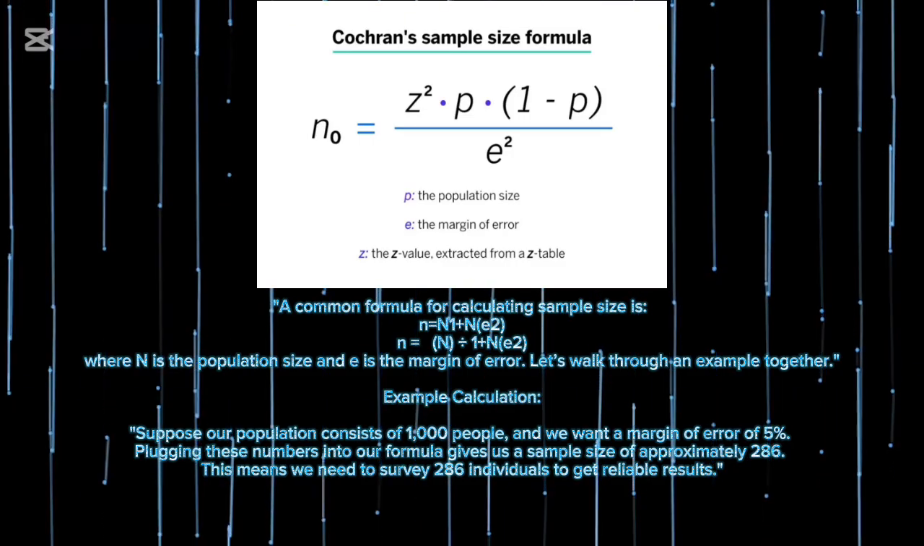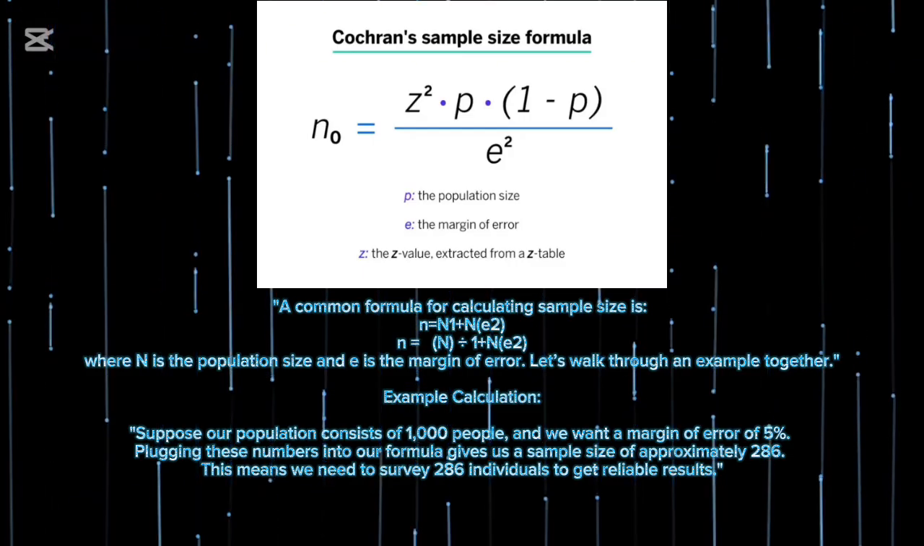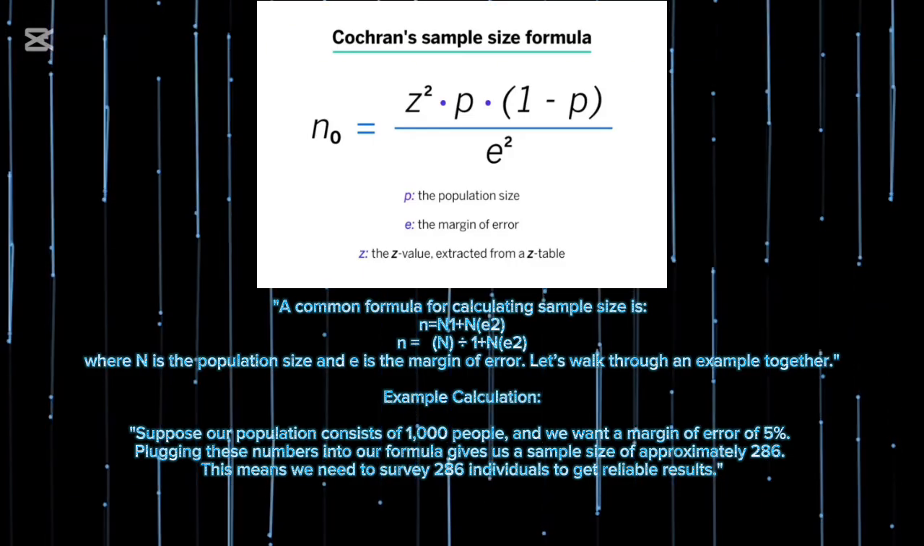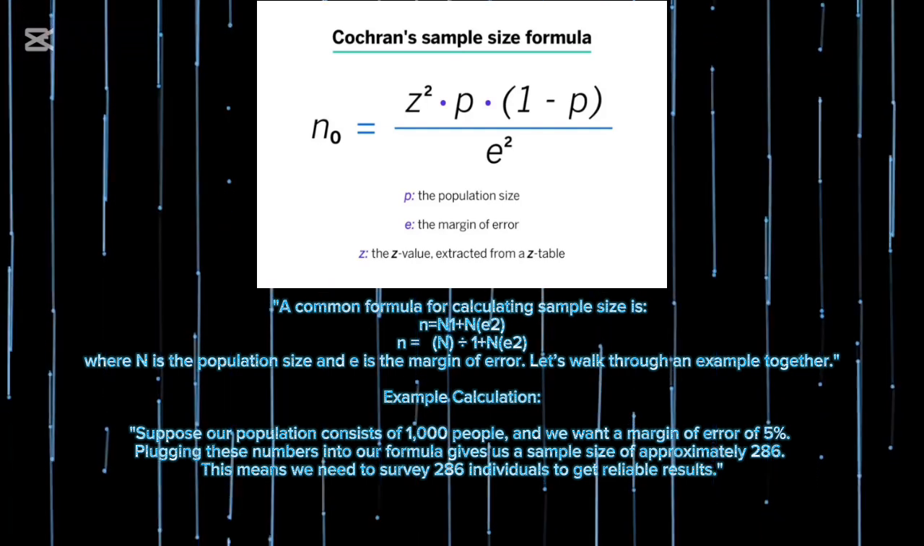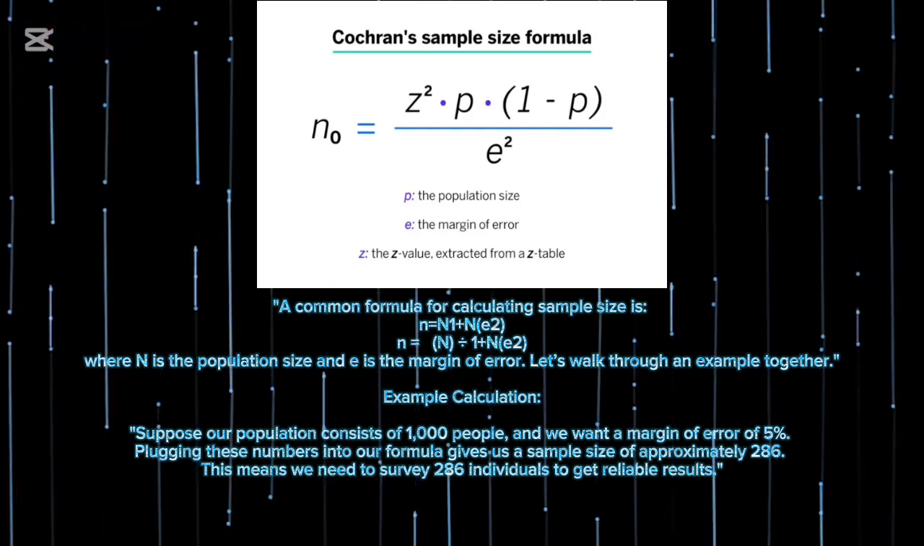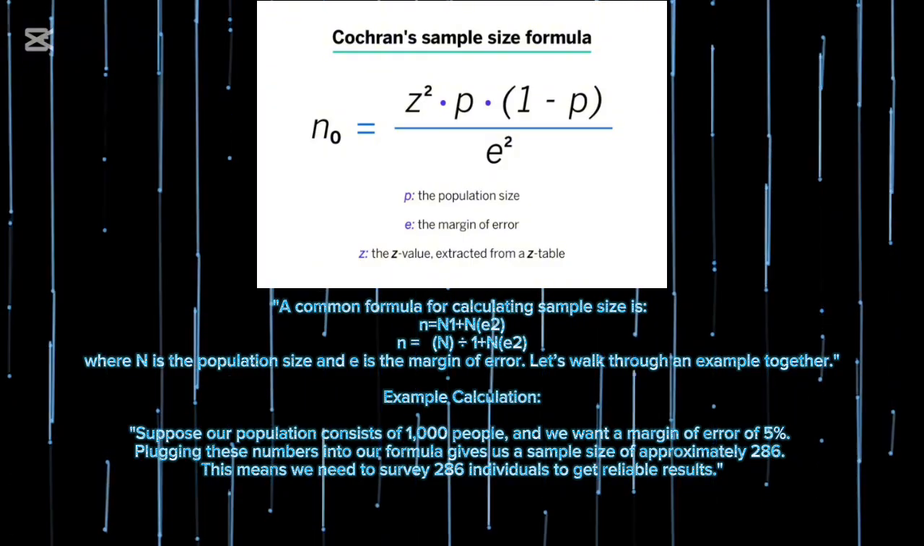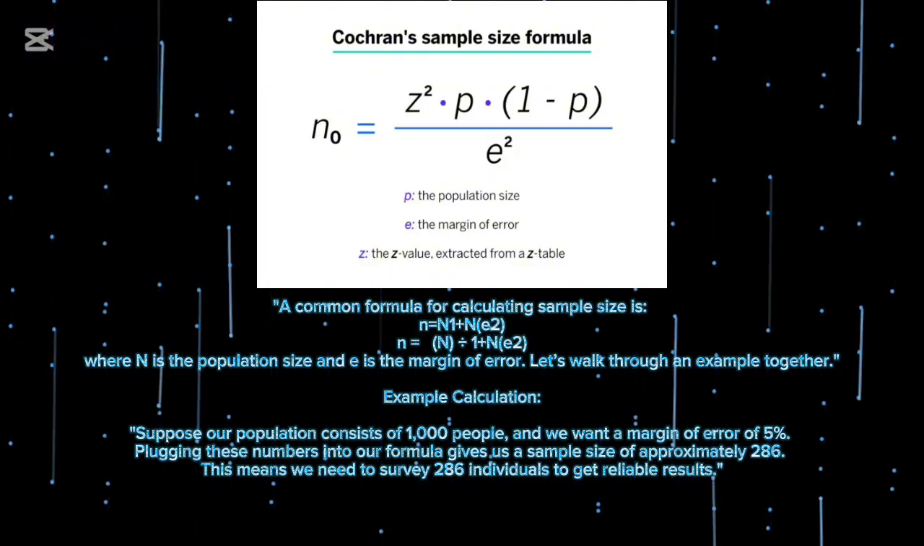Example calculation. Suppose our population consists of 1,000 people and we want a margin of error of 5%. Plugging these numbers into our formula gives us a sample size of approximately 286. This means we need to survey 286 individuals to get reliable results.